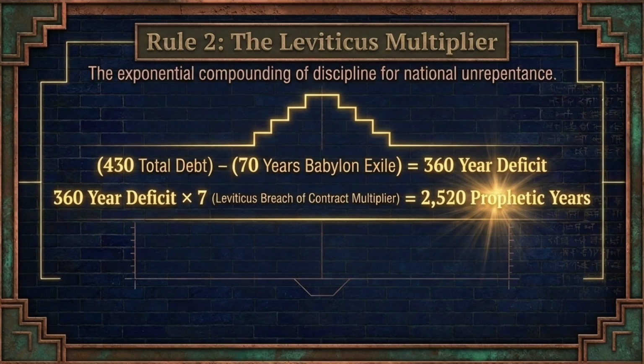Okay, let's run the numbers. You take the remaining deficit of 360 years, and you apply the Leviticus multiplier of 7. 360 multiplied by 7 equals exactly 2,520 prophetic years. 2,520. Let that number hang in the air for a second. It's a big number, because for the study group, that number becomes the master key to unlocking modern history.